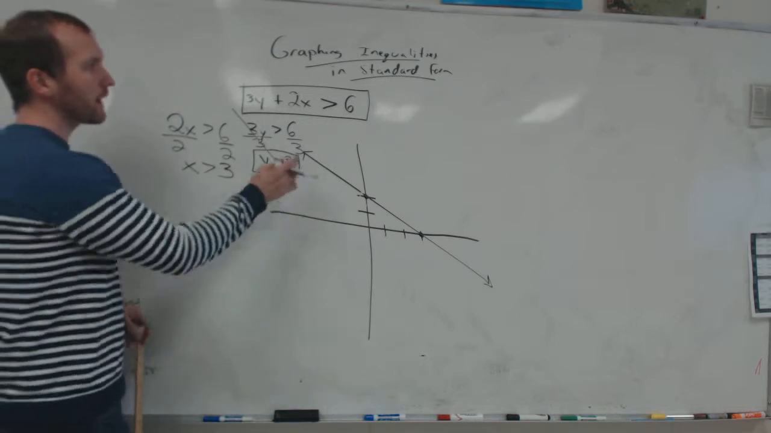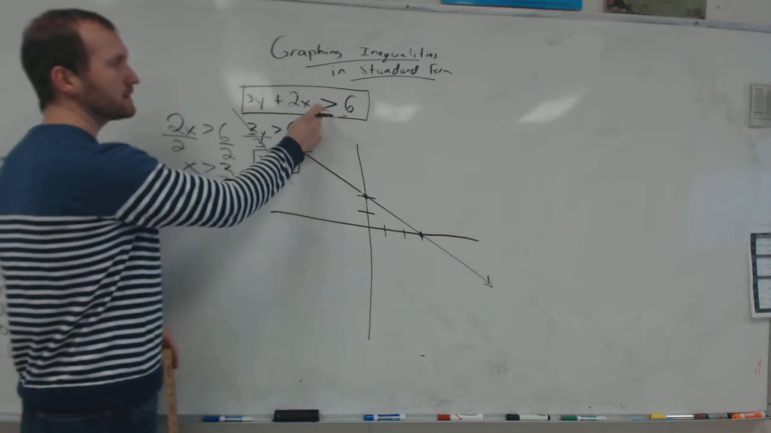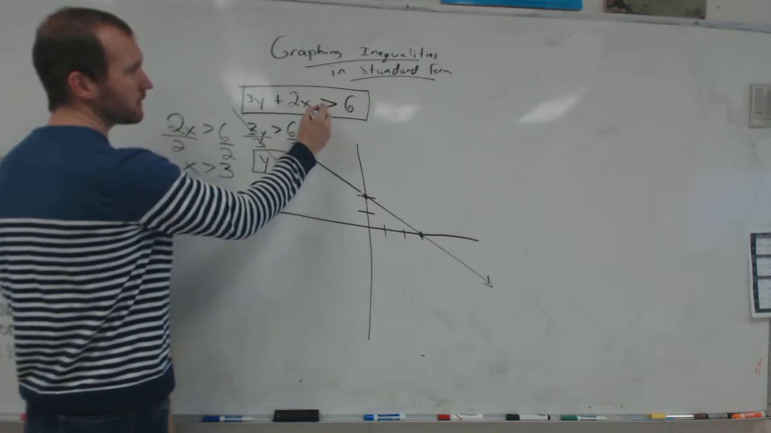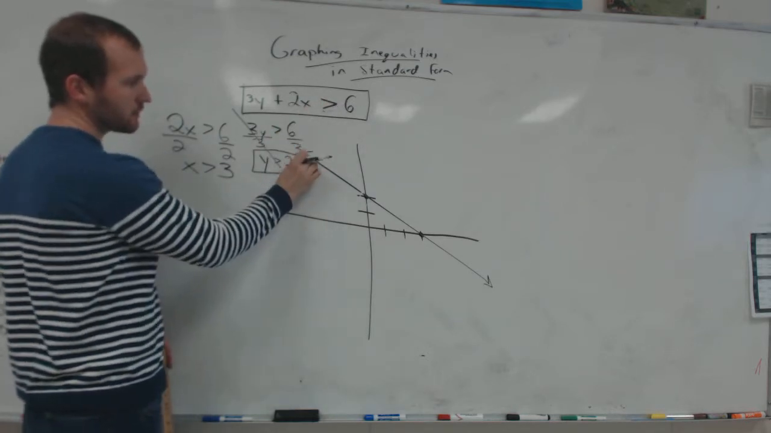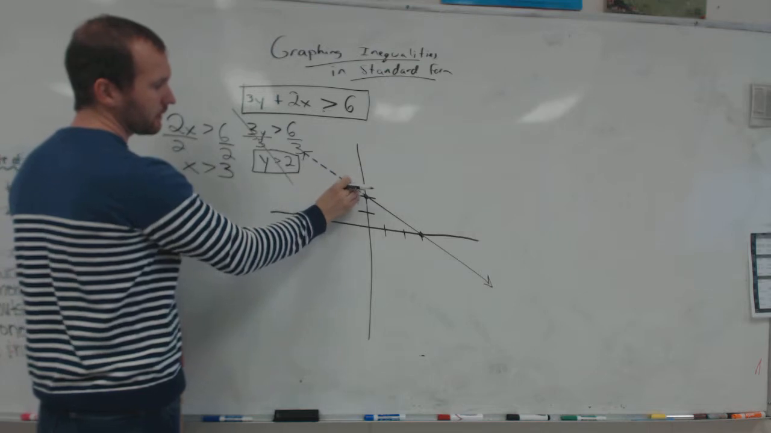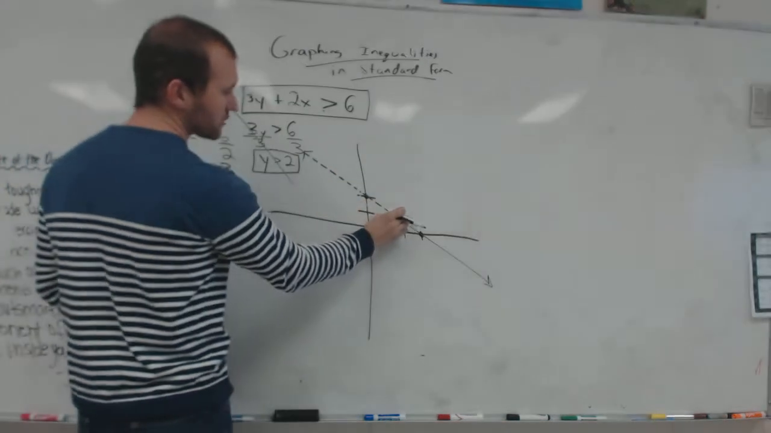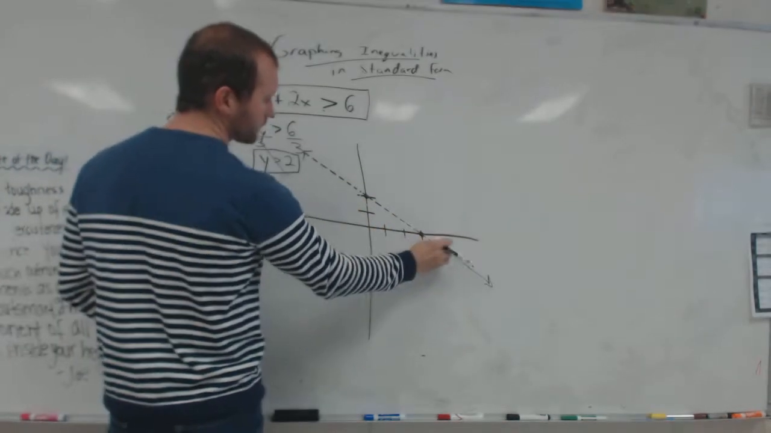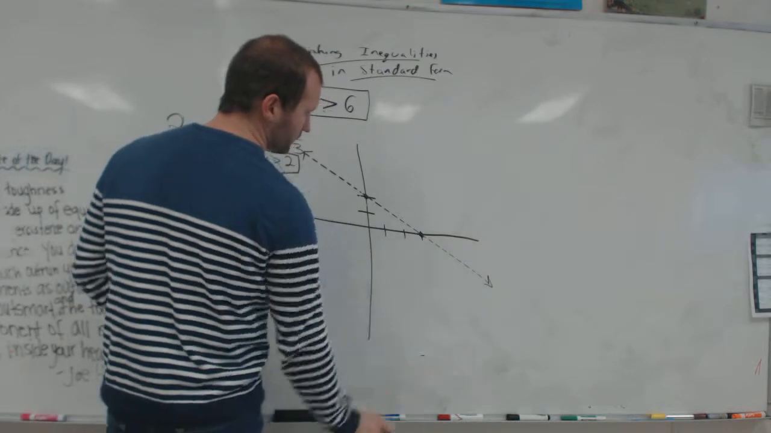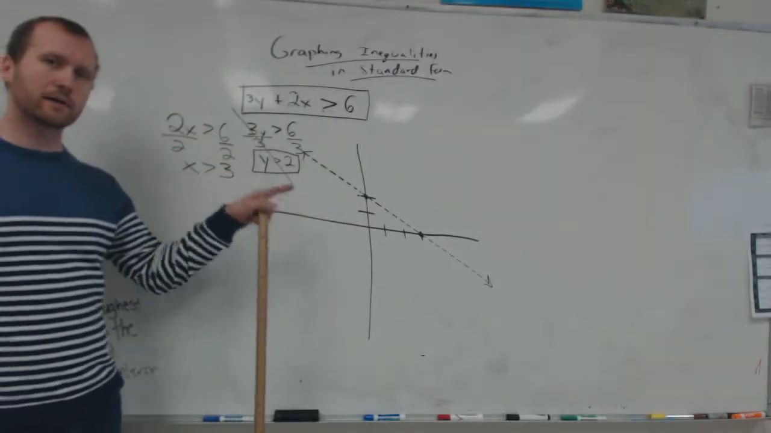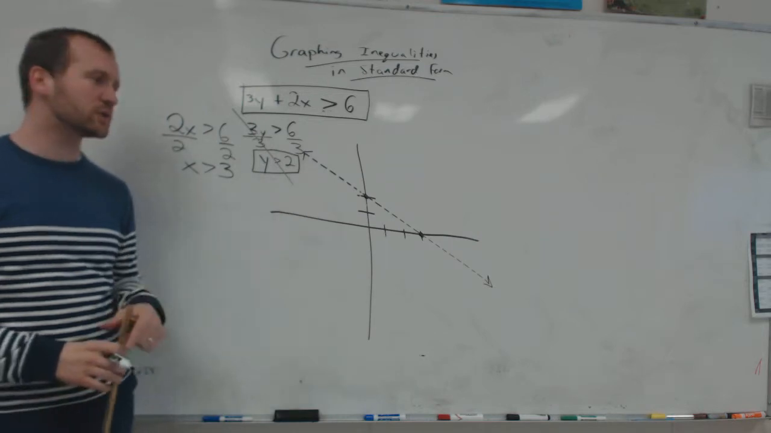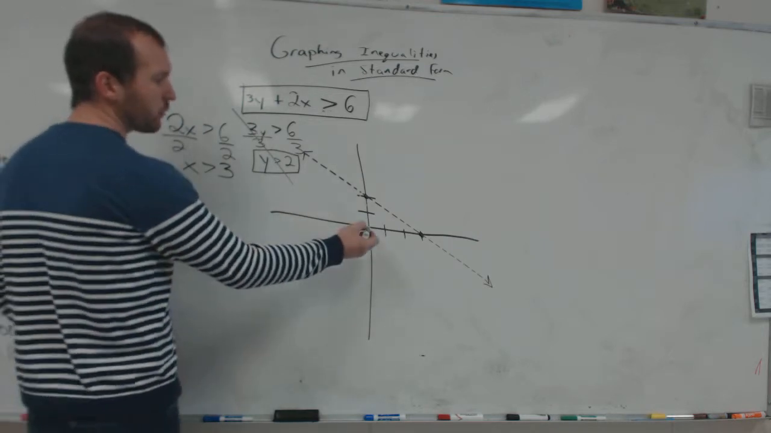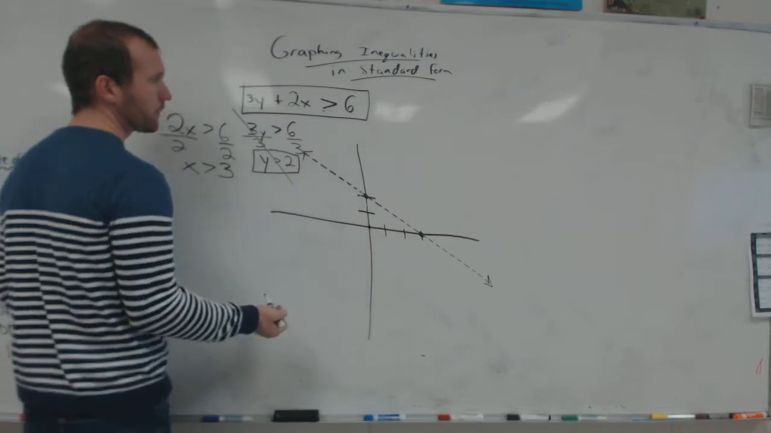The first thing I look at is this sign. Since it doesn't have an equals underneath, right? It doesn't have that. I know this is supposed to be a dotted line. I'm going to go back and just change it to a dotted line. So now I have my long dotted line. Now I need to figure out which side of that line to shade on. So I'm going to plug in this point, 0, 0.